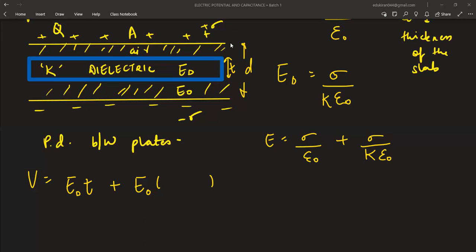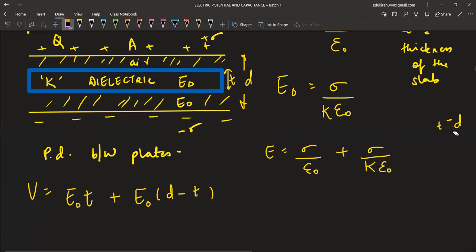Yes, Zaina, very good. D minus T. See, we just need this space and this space because this space is already occupied by T. If total is D, and in between T has been occupied, so we will say D minus T is only left, right? So this is D minus T. This is the difference that would come in this derivation.